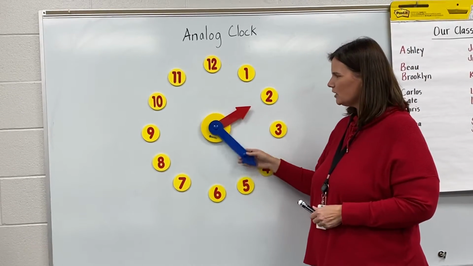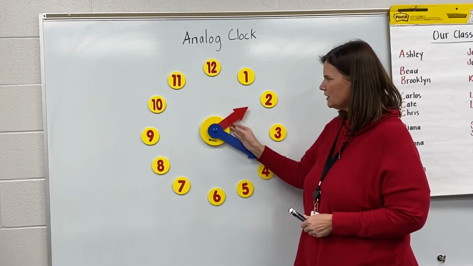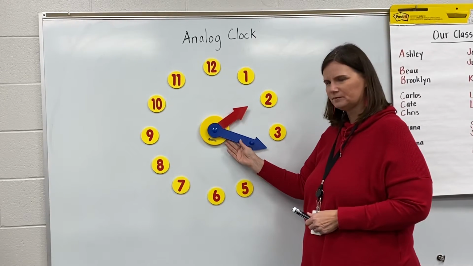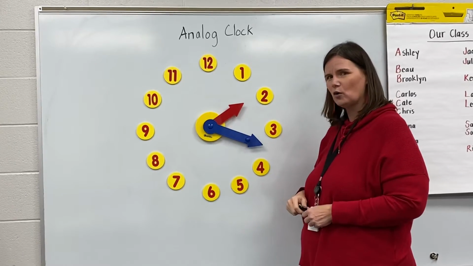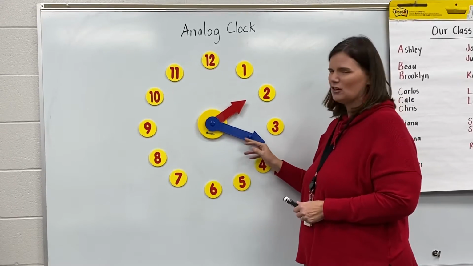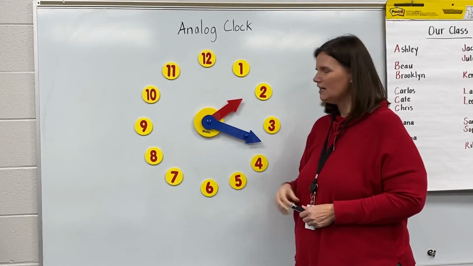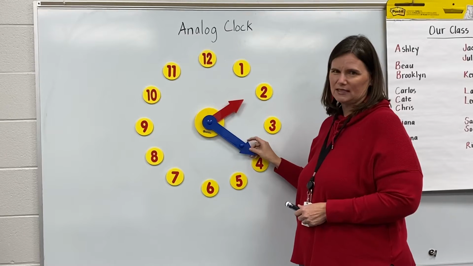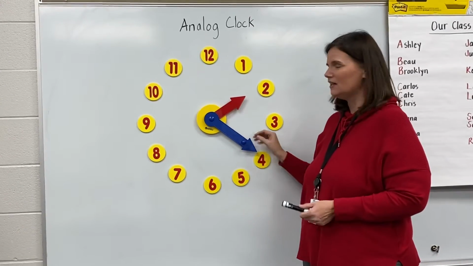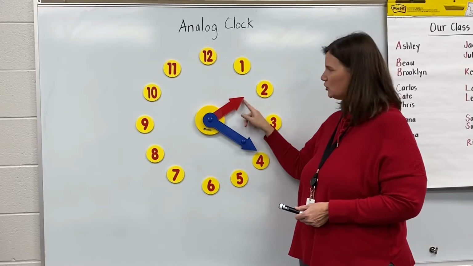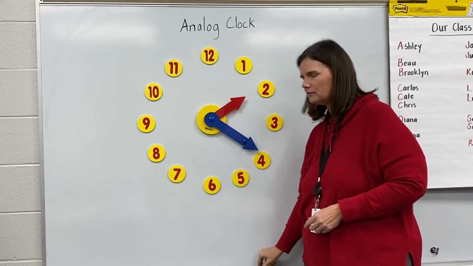So today we're going to explore these right here. And what are you noticing about these? That's right, one is longer and one is shorter. And I'm also noticing that one is blue and one is red, but that's just on this special clock. A lot of times both of these are black, but one is always shorter and one is always longer.